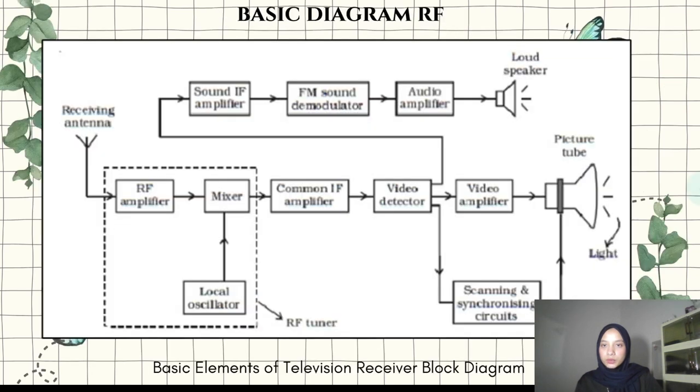Next, I will explain about the television receiver process. The television receiver performs a reverse function of the transmitter. It must capture a weak radio frequency signal from the air, extract the audio and video information, and convert it into something we can see or hear. This process involves several key stages, from tuning and amplification to demodulation and display.